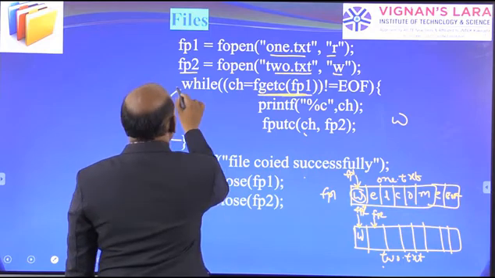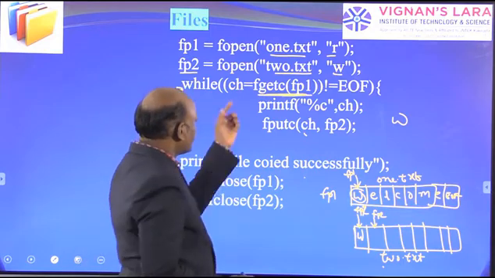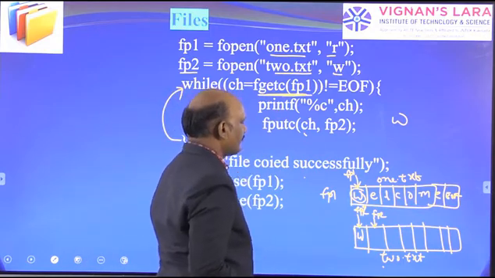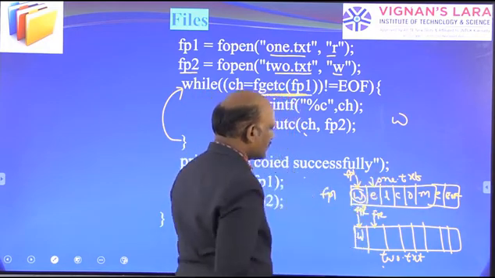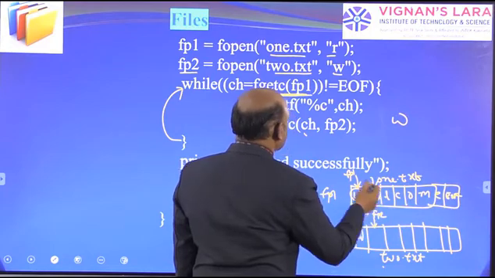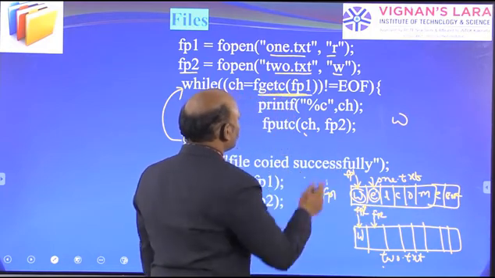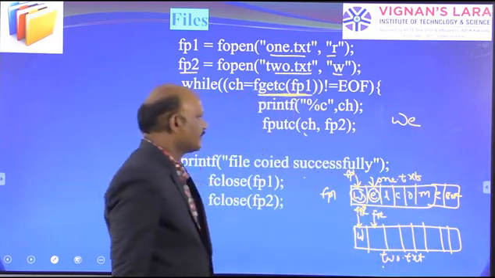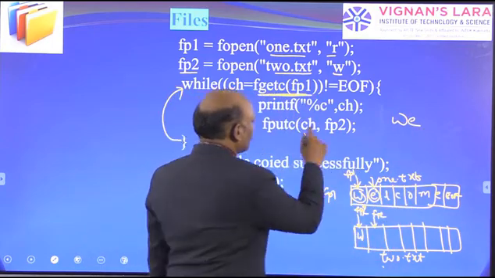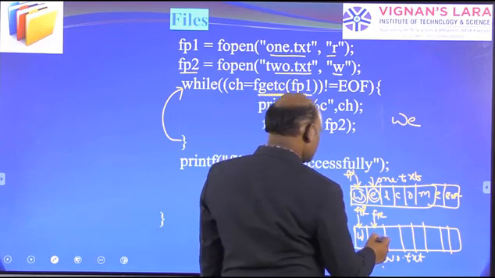Repeat this loop again. ch equal to fgetc of fp1. Here also the file pointer points to the second character. The next character is E. E is not equal to end of file. Then print that character onto the monitor and put that character into the second file. So what is that? E.